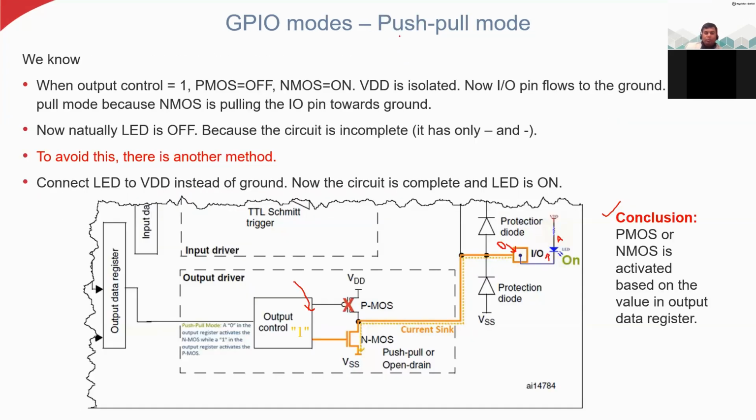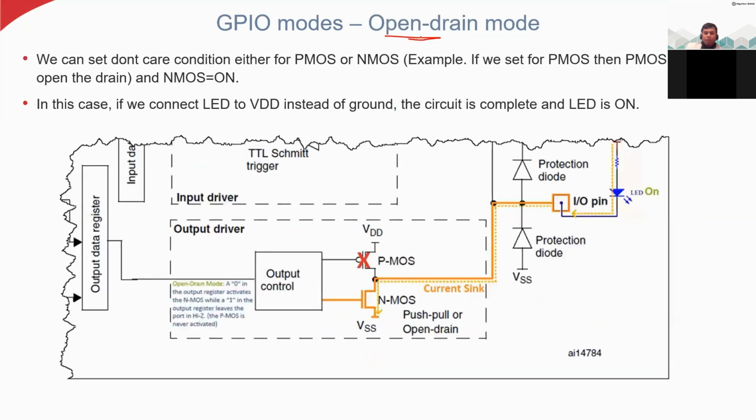Now we have seen push-pull mode so far. We will now see open drain mode. We can set a don't care condition for either PMOS or NMOS. For example, if we set it for PMOS, then PMOS is always off, which is called open drain, and NMOS is on. This is the situation here. Whatever signal comes out of this register, it doesn't care. This PMOS we keep off all the time. Even though you have 0, this PMOS will be off because we set the don't care condition.